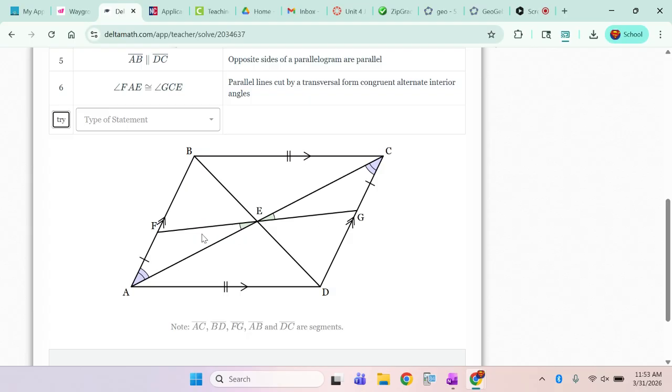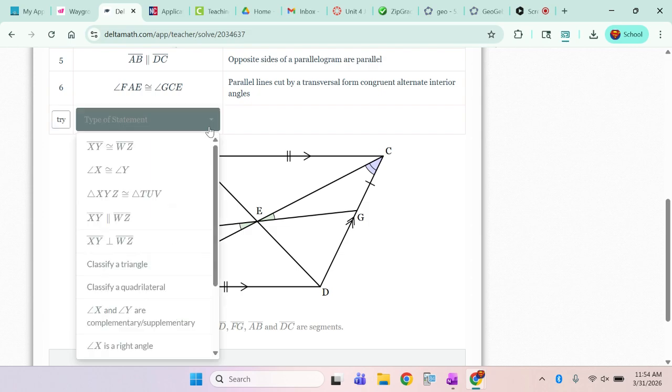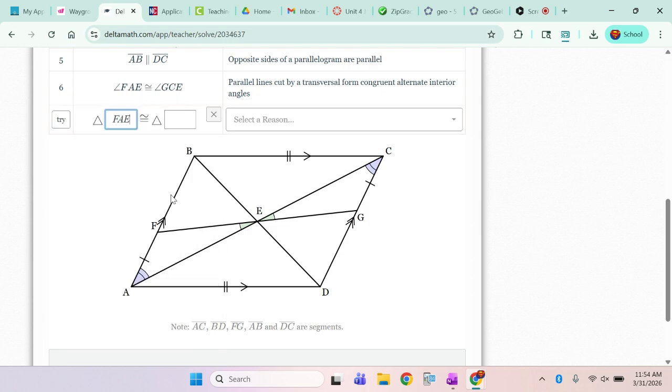Yes, by what postulate? Nope, we don't have three angles. It's two angles and a side. Angle, angle, side, because the side's not in between them. So we can say that triangle FAE is congruent to GCE by angle, angle, side.